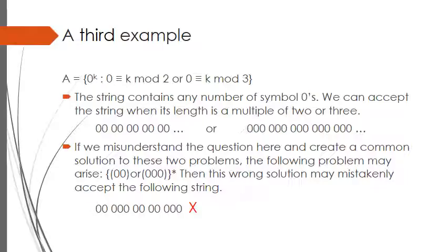A equals 0 to the power of k such that k is congruent to 0 mod 2 or k is congruent to 0 mod 3. The string contains any number of symbol zeros. We can accept the string when its length is a multiple of 2 or 3.